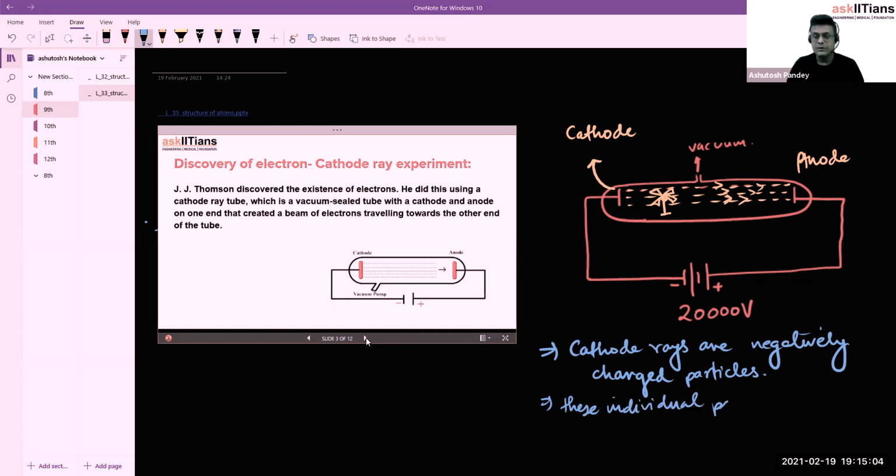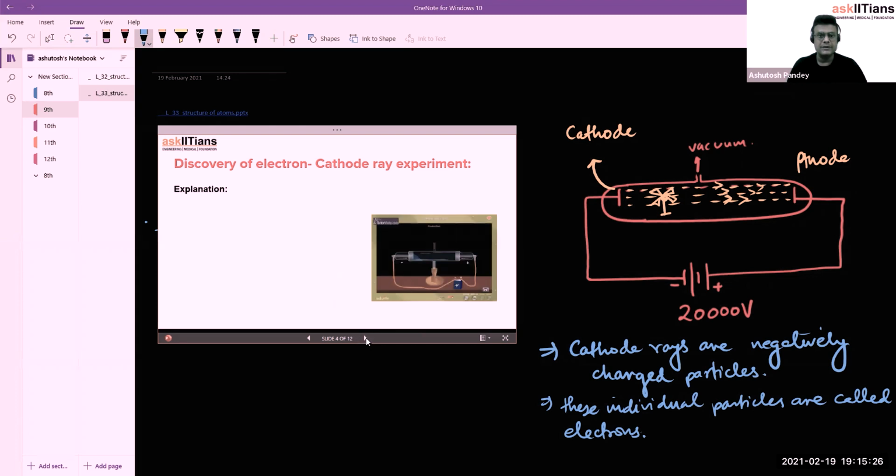These individual particles are called electrons, and that's how electrons were discovered. We can say that electrons are discovered like this. Then next slide.